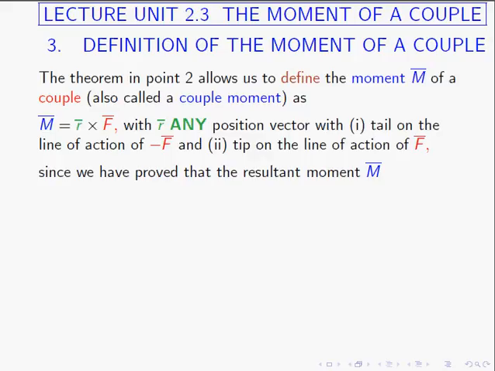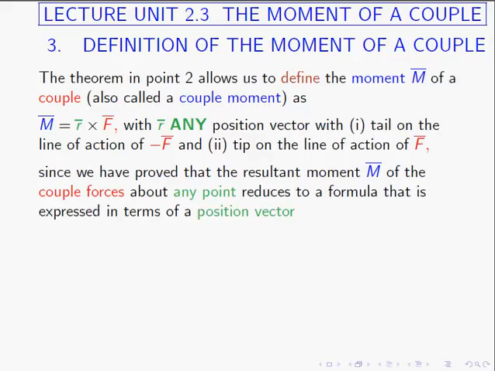Since we have proved that the resultant moment M of the couple forces about any point reduces to a formula that is expressed in terms of a position vector between the lines of action of the couple forces. You will also remember that this position vector can be any vector as long as it extends from the line of action of minus F to the line of action of F.